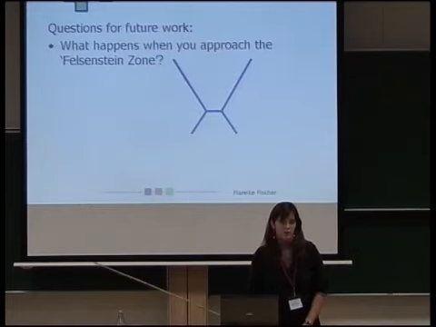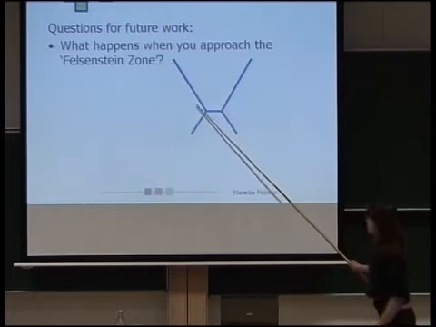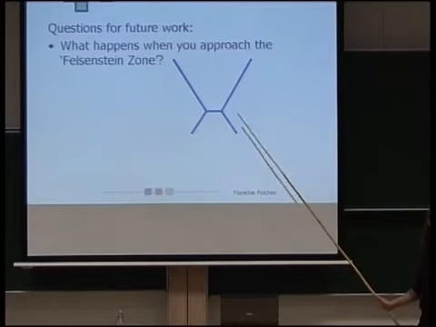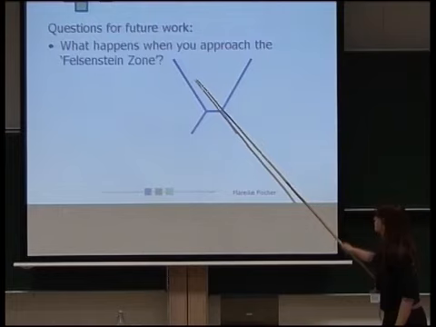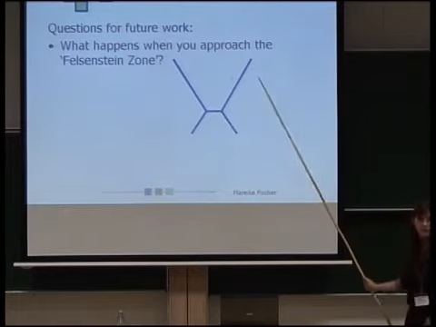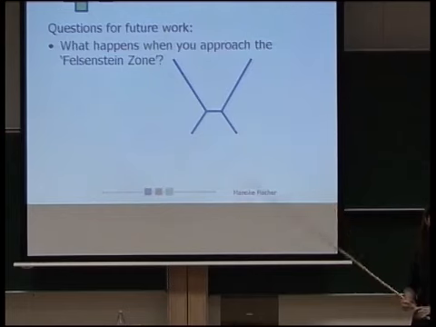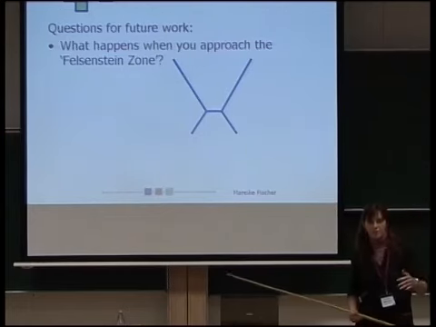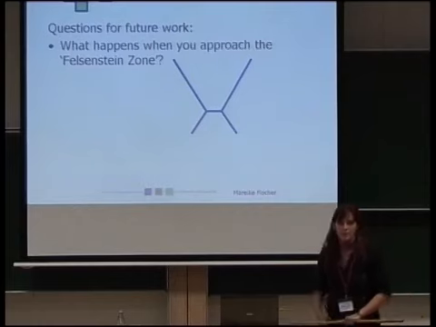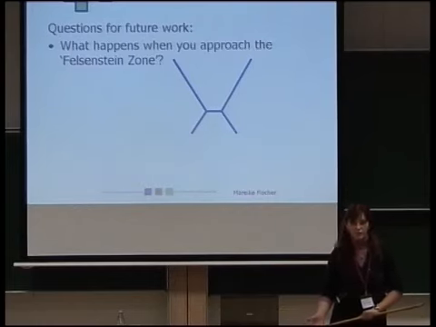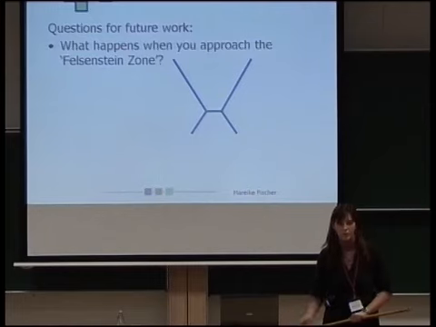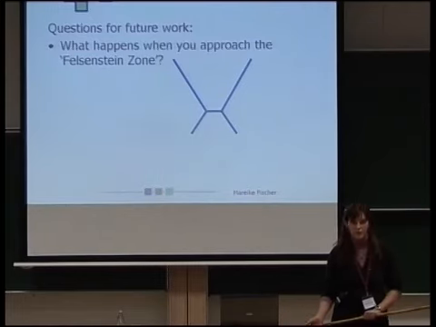Well, first of all, instead of looking at a tree with 4 equal pendant edges, you might allow 2 of them, one on either side, to grow. So this would mean you approach the Felsenstein zone. Of course, then the number of characters needed to reconstruct the tree will go to infinity. But it might be interesting to see how fast this actually happens.